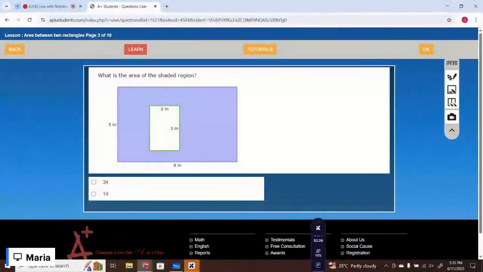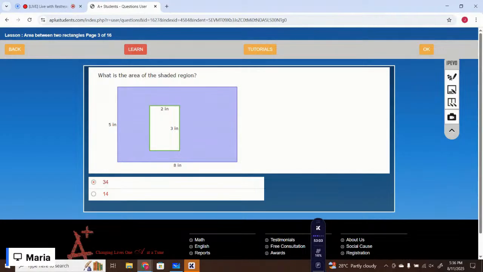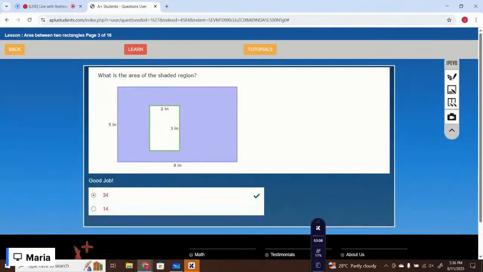What is the area of the shaded region? That is 40 minus 6, 34 it is. That is 34. Option number 1 is the correct option.